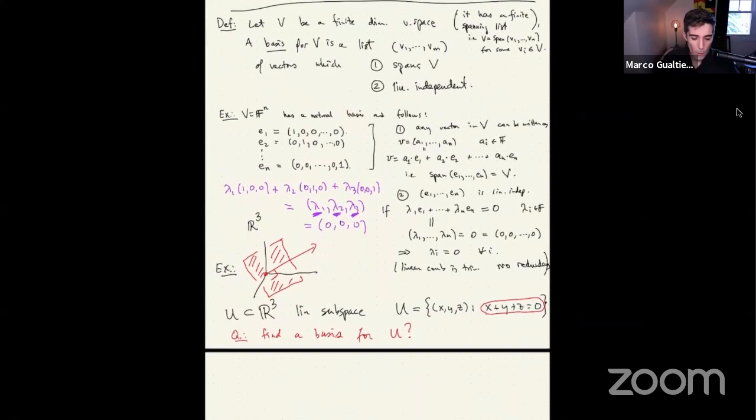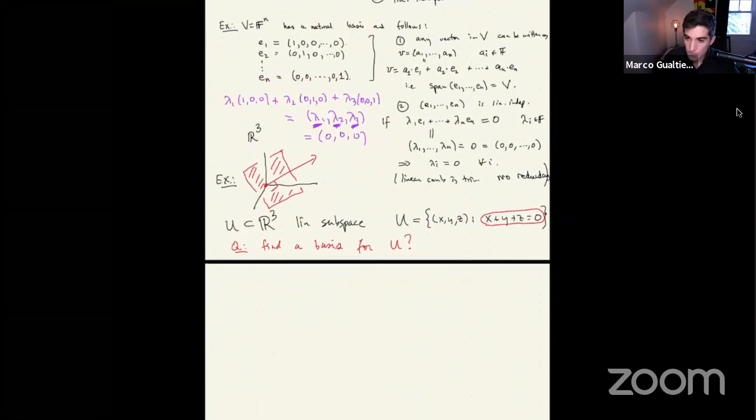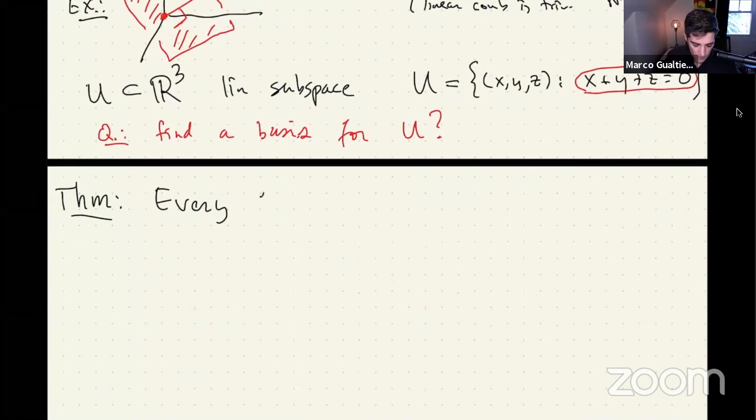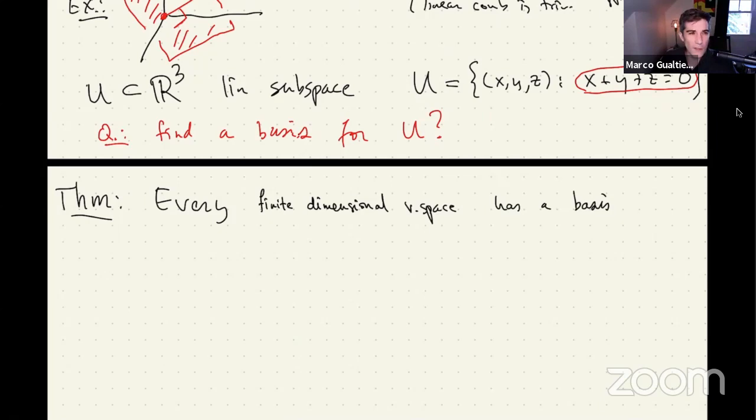Okay, so the important thing after this definition is to prove the theorem that every finite dimensional vector space has a basis, that there always exists a basis. But just be careful: you will not be surprised to know that the basis is not unique, of course, highly non-unique.